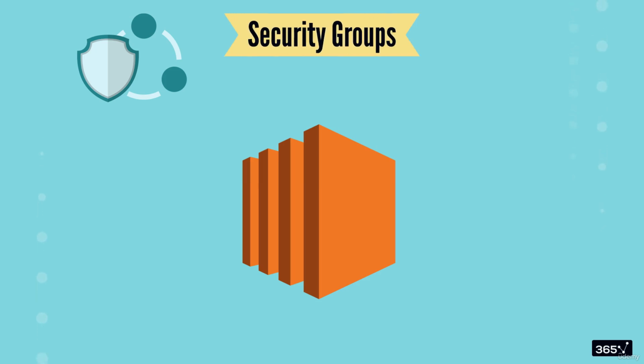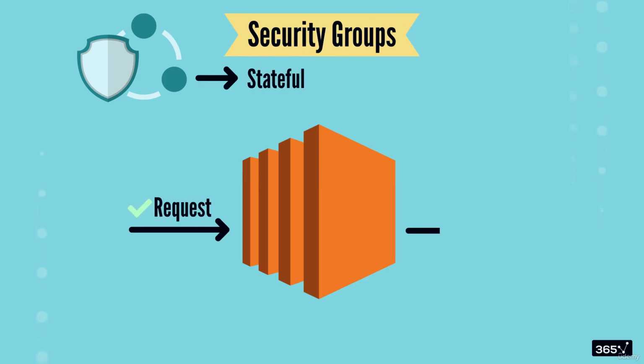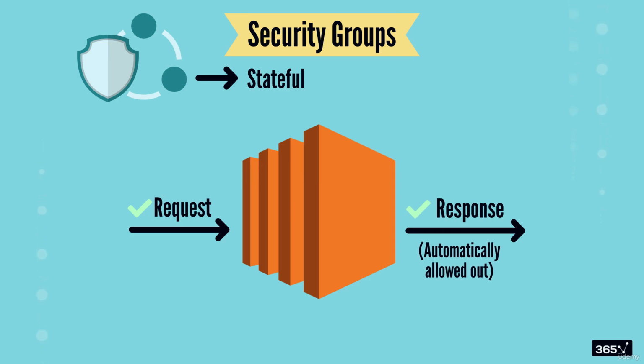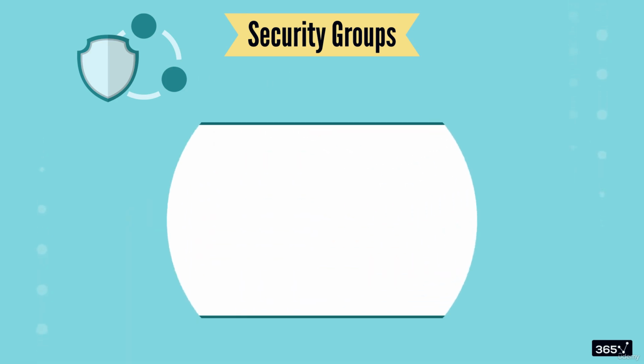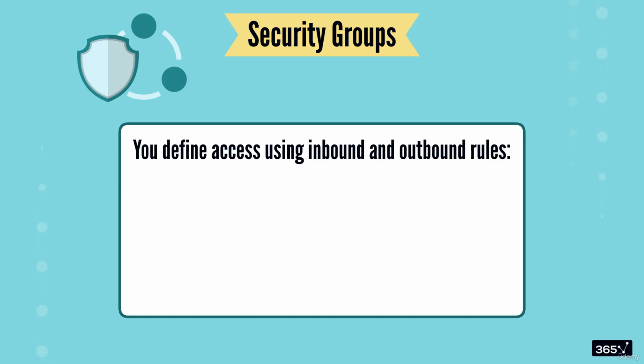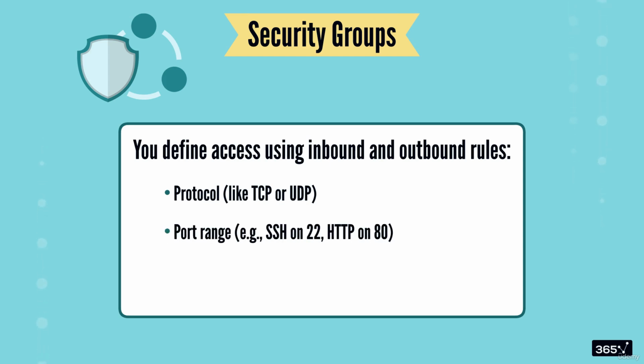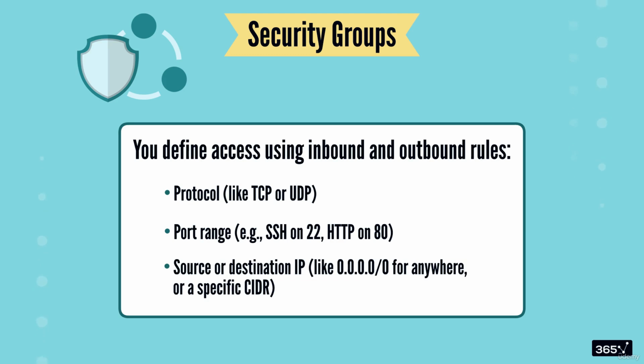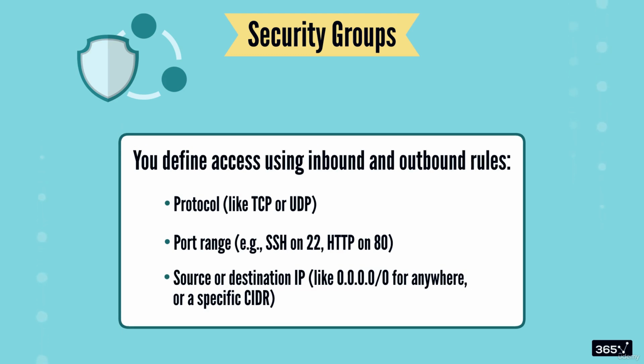Security groups are stateful. That means if a request is allowed in, the response is automatically allowed out, even if you didn't explicitly define an outbound rule for the same. You define access using inbound and outbound rules based on protocol, for example TCP or UDP, port range, for example SSH on port 22, and source or destination, like an IP from anywhere or maybe a specific CIDR block.